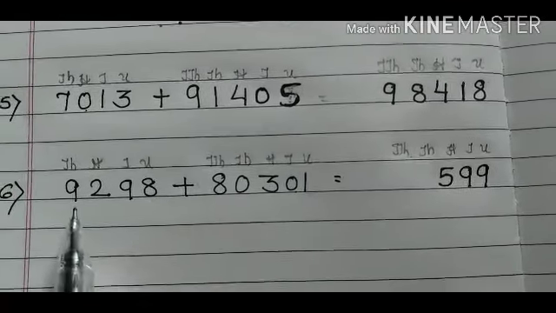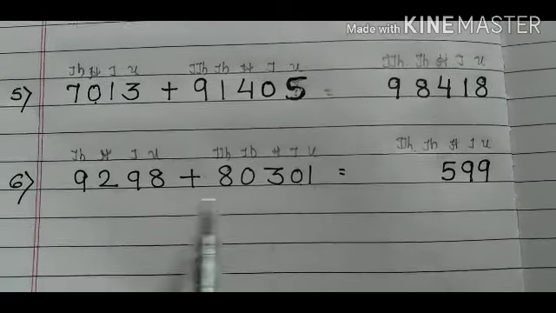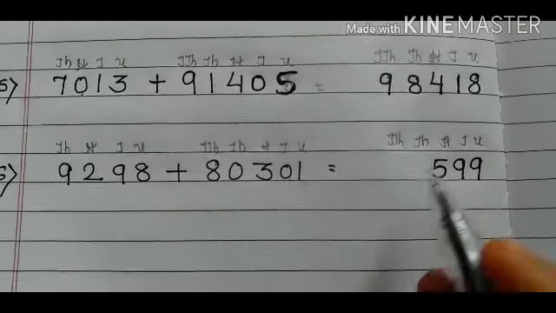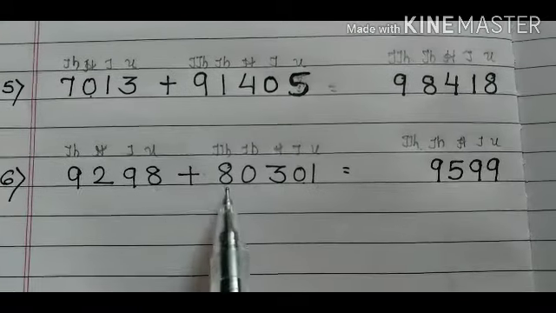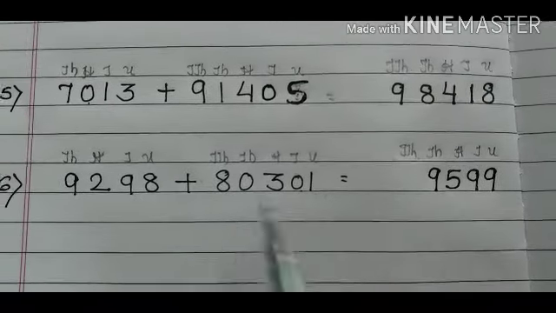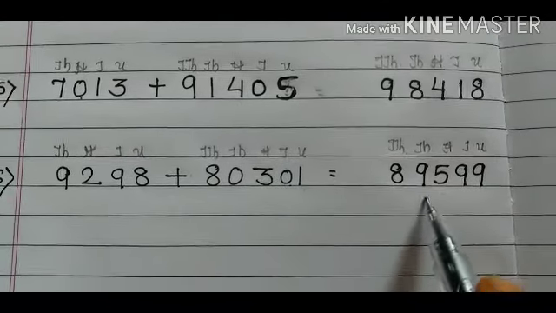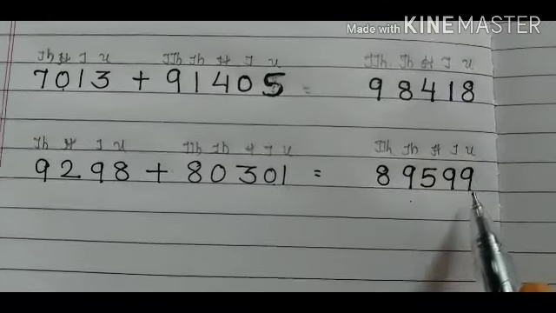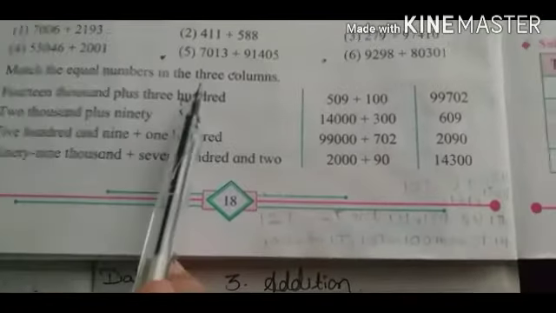In thousands place 9 is there and 0 is there. So 9 plus 0 is 9. So write down 9 in thousands place. In 10,000s place only 8 is there. So write down 8 in 10,000s place. So our answer is 89,599.